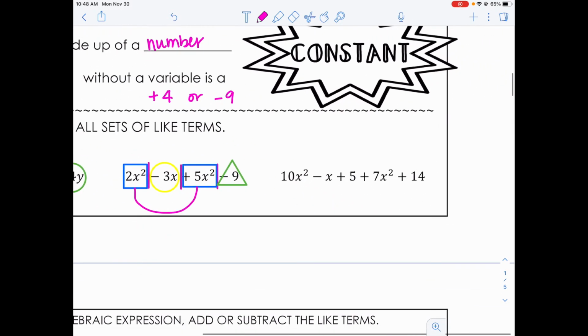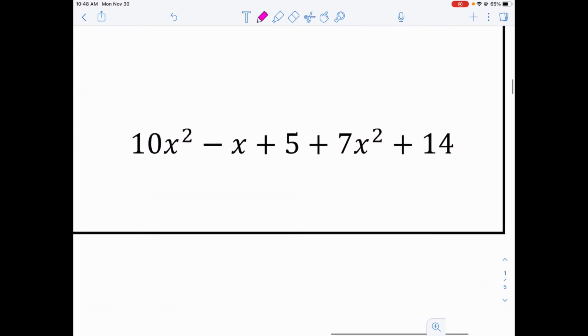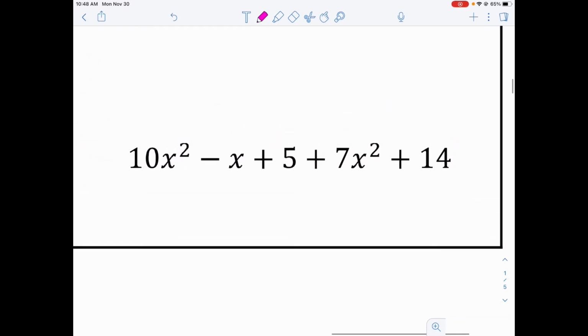All right, there is one more on this page. Go ahead and do this last one by yourself. Pause the video, try it out. Once you finish, unpause the video and check with what I did.